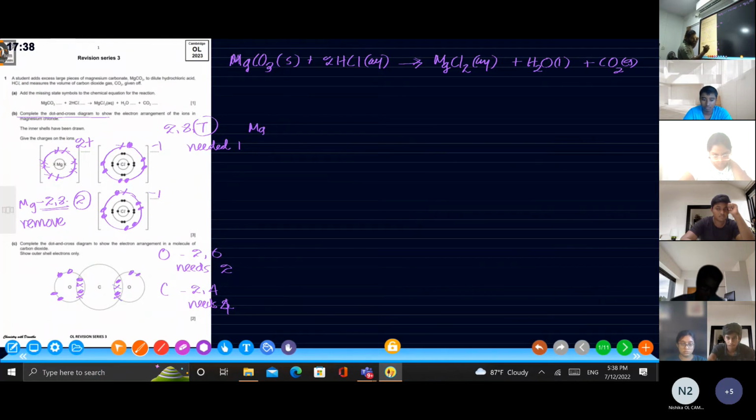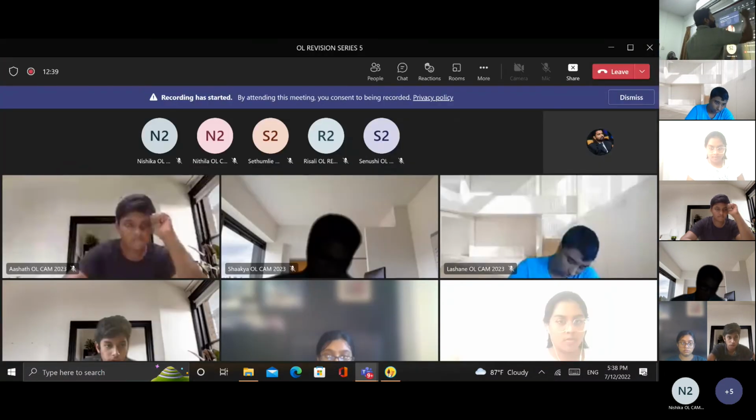Then the oxygens have 4 more electrons because each has altogether 6 electrons, right? And you put it like this. Now you have to check whether you have put carbon's electrons. Carbon has 4, right? 4 crosses. So you have put 4 crosses and carbon has also got 8. Right, so this is the dot and cross diagram of carbon dioxide, right?